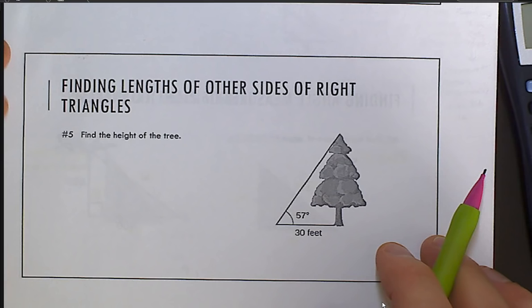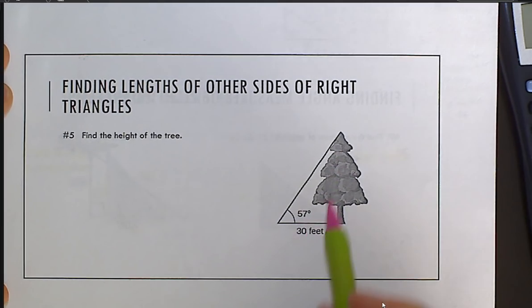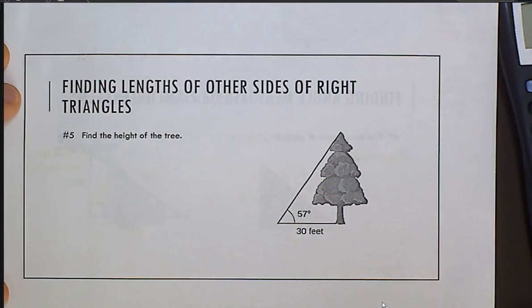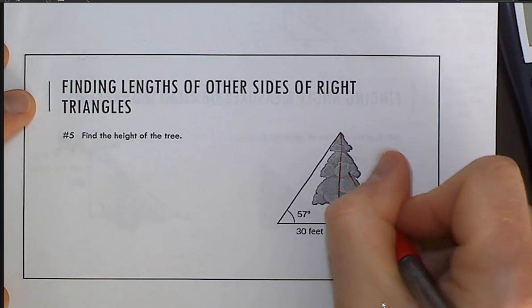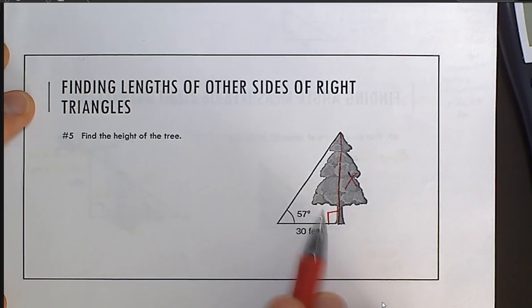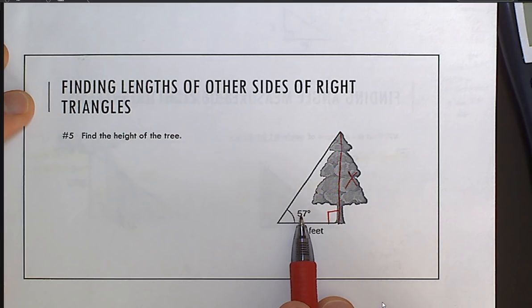Again, we're finding lengths, so you can tell that the angle is given to us. We need to find the height of the tree. So here's our 90-degree angle here. This is essentially what we have. We want to find x. So again, you locate the angle, and you ask yourself, what relationship is the 30 and the x with the 57? Are we using sine, cosine, or tangent?